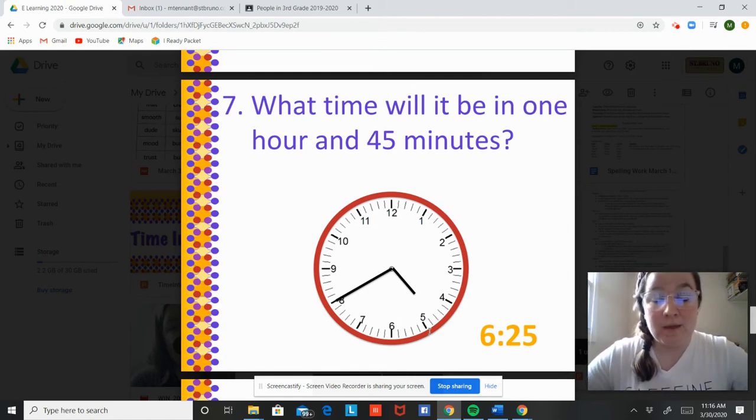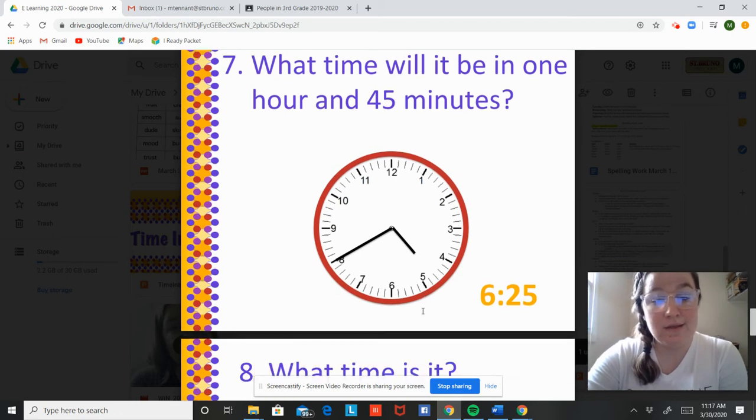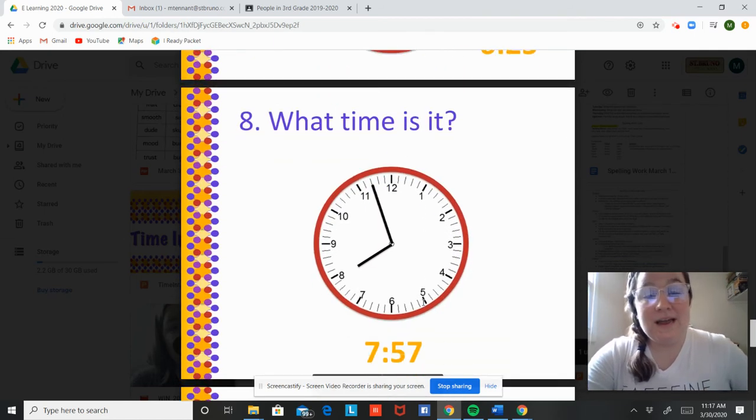So I just said it was 4:40. So 1 hour would make it 5:40. And then since it's gone over the 12, when I counted my minutes, it would be the next hour, so 6 o'clock. And then I landed back at the 5 when I added my 45 minutes, so the total would be 6:25.